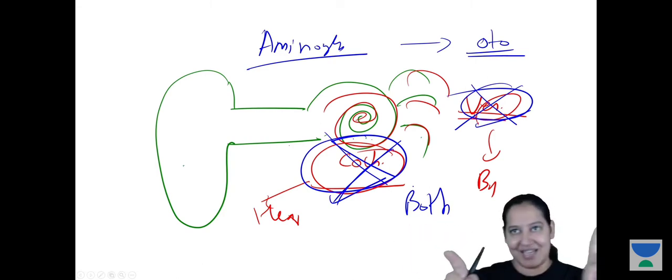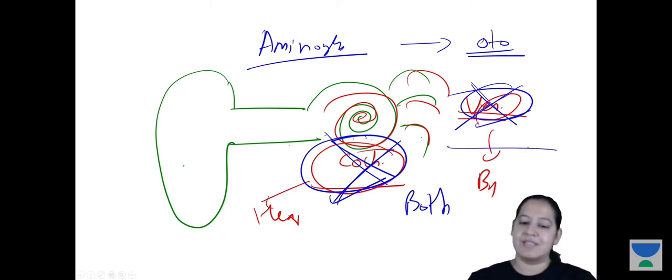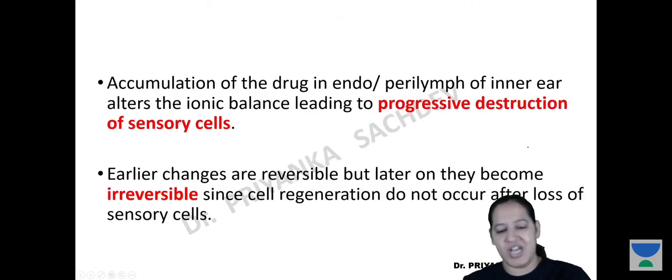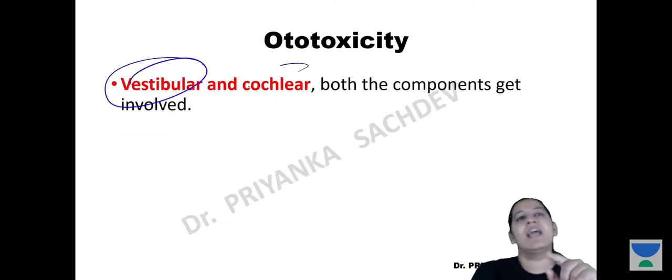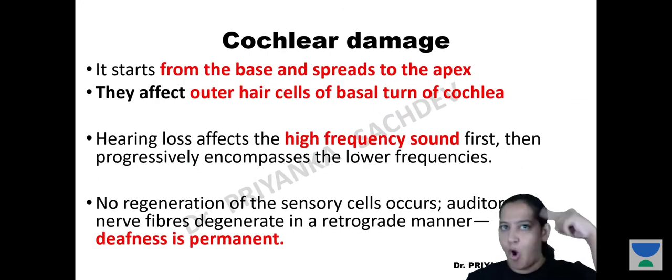It is risky. Number one. And it is vestibular toxic. The patient will have vertigo, but it is reversible. You stop the treatment, it will reverse. So both toxicities are there. Vestibular toxicity as well as cochlear toxicity, both are there.